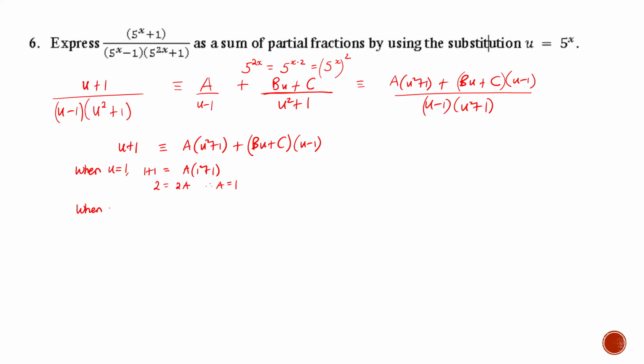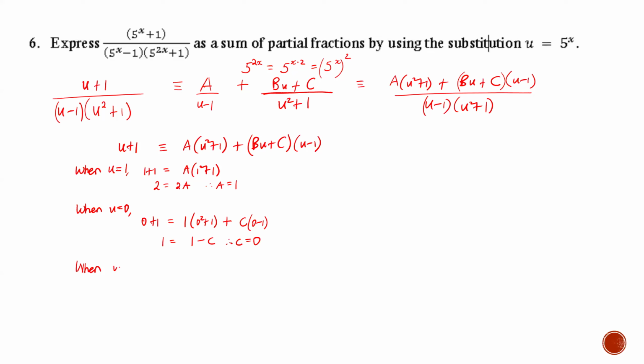Now, what can I eliminate? I can eliminate b if I equate my u to 0. So when my u is 0, on the left-hand side, I'm going to have 0 plus 1 is equal to, now I know what a is. A is 1, so I can substitute for that. It's going to be 1 times 0 squared plus 1 plus, I've eliminated the b, so it's just going to be c times 0 minus 1. So this is 1 is equal to 1 minus c, and therefore c is equal to 0.